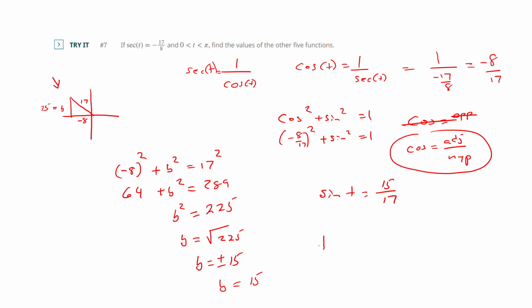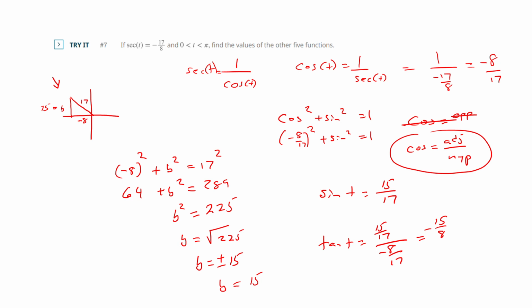Let me just do tangent here. So tangent is then 15 over 17 over negative 8 over 17. Now you keep, change, flip. Do you see that what's going to happen is you're going to wind up with 15 over 8. So flipped it, the 17s will cancel. I get this. Now tangent, though, we also know is opposite over adjacent. Opposite was 15, adjacent was negative 8.